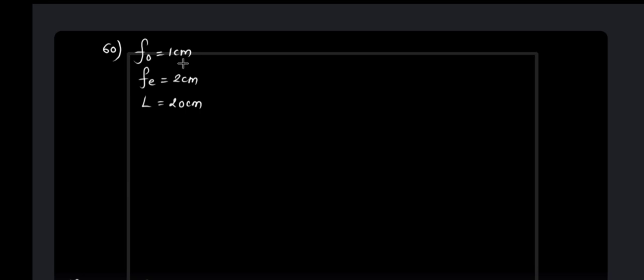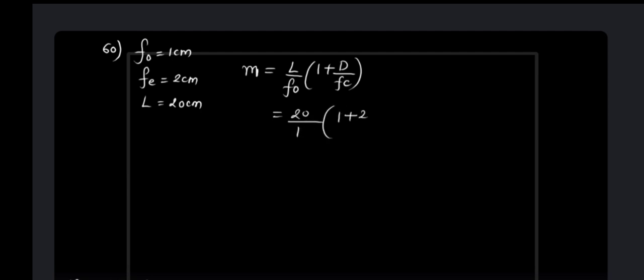So we know that when final image is formed at the near point of the eye, the magnification is given by L upon F naught into 1 plus D upon Fe. So L is 20 divided by F naught is 1, into 1 plus D, that is least distance of distinct vision, 25, divided by the focal length of eyepiece is 2. So after you solve this, you'll get the answer magnification as 270.